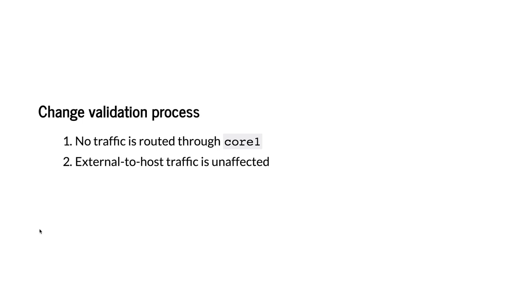Now we're ready to validate our change, and we'll do this using a two-step process. Step 1 validates that the change has the intended effect: no external to host traffic is routed through core 1. Step 2 validates that it has no unintended effects. In this case, the change should not affect reachability of external to host traffic.